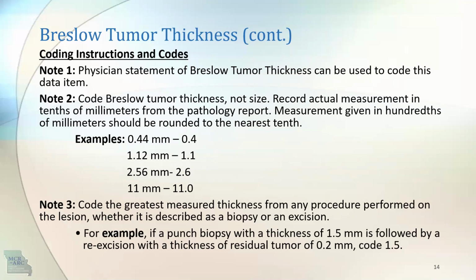Note 3: code the greatest measured thickness from any procedure performed on the lesion, whether it is described as a biopsy or an excision. For example, if a punch biopsy with a thickness of 1.5 millimeter is followed by a re-excision with a thickness of residual tumor of 0.2 millimeter, code the 1.5 millimeter.